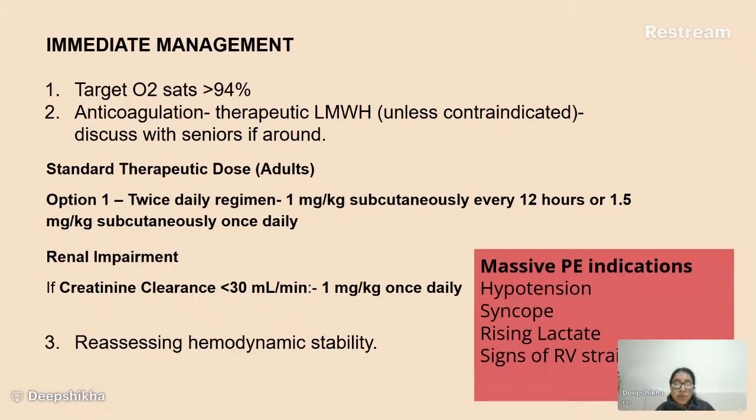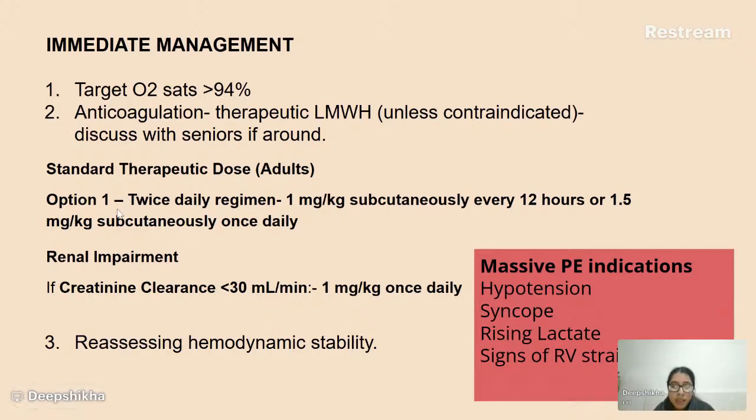And you want to quickly discuss with seniors if they are around. Just make sure that they know everything, and they can help guide you through what doses and the next steps, especially if you're still waiting for that CTPA and you've got a very strong clinical suspicion of a PE.